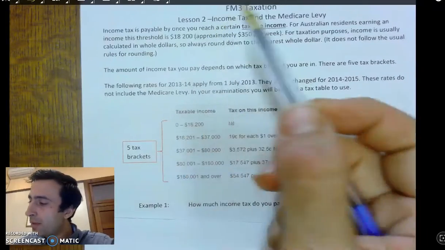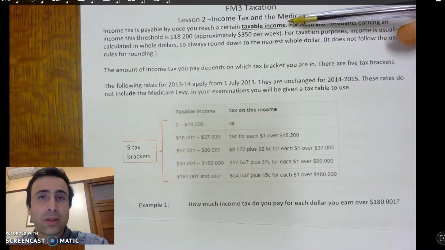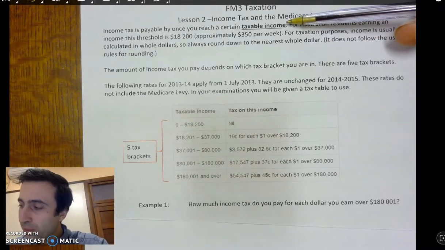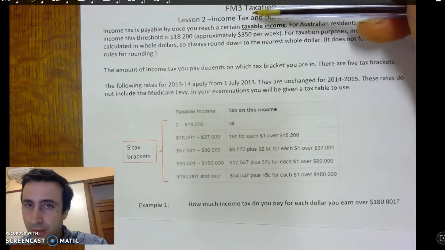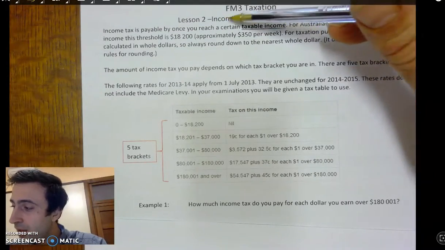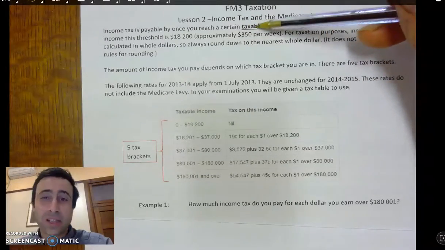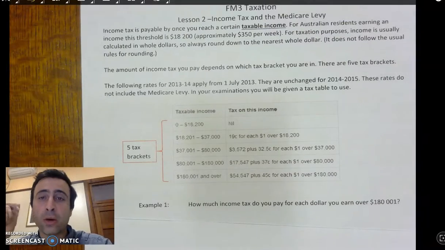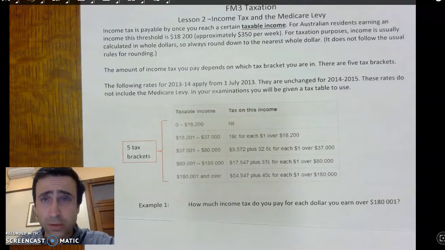Okay? So we have our taxable income, in other words, the amount of money that we get that can be taxable, and from that comes our tax, our income tax. Okay? So this is the tax of the income, and this is the income that we have that's taxable. They're two words that sound similar, and a lot of people struggle knowing the difference between the two.